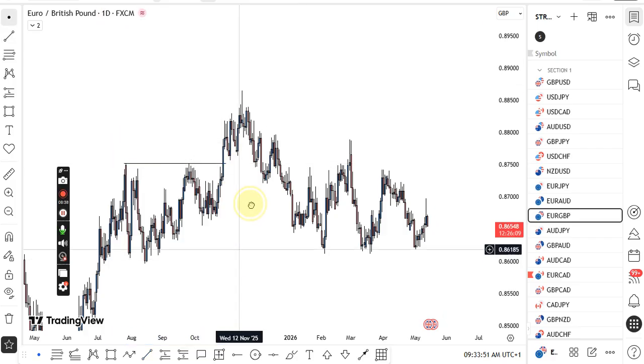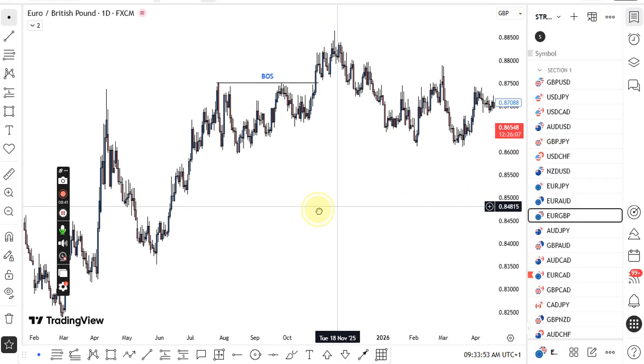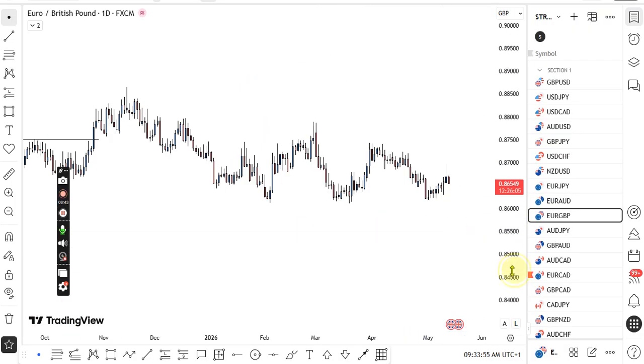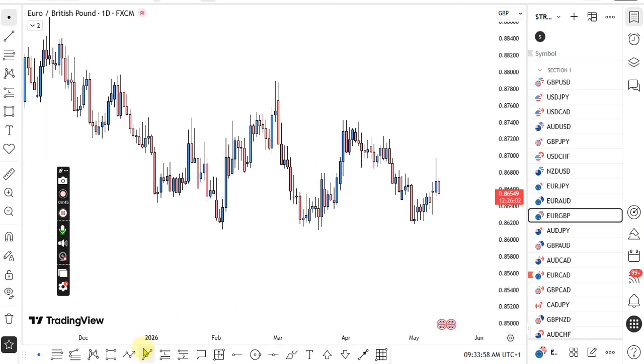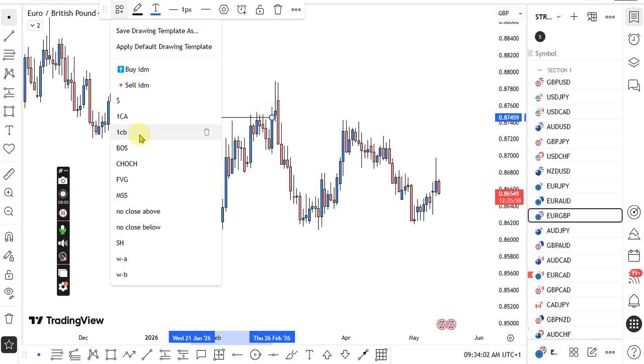This has been the structure high. Okay, look very well. This has been the structure high. And let us even come closer to the current structure. This is a high. Price took out this high after so many rejections.